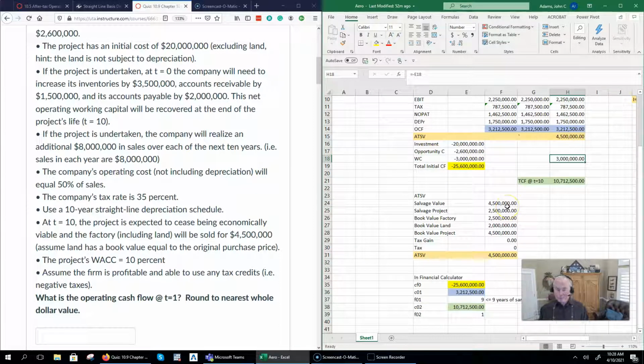Now, the total salvage value is $4.5 million, as we discussed before, but $2 million of that is land. So the salvage value of the project by itself is $2.5 million.